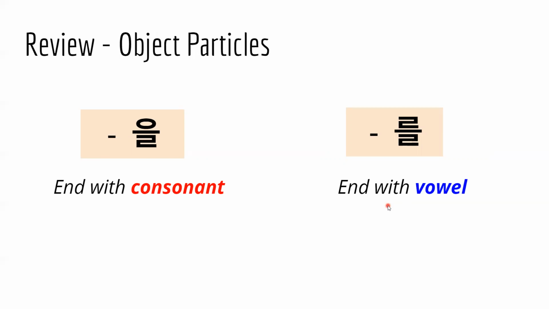And 2 lessons ago, we learned about the object particles. They're attached after a noun, indicating that the preceding noun is the object of a verb. Subject particles indicate the subject of a sentence, and these object particles indicate the object of a sentence.